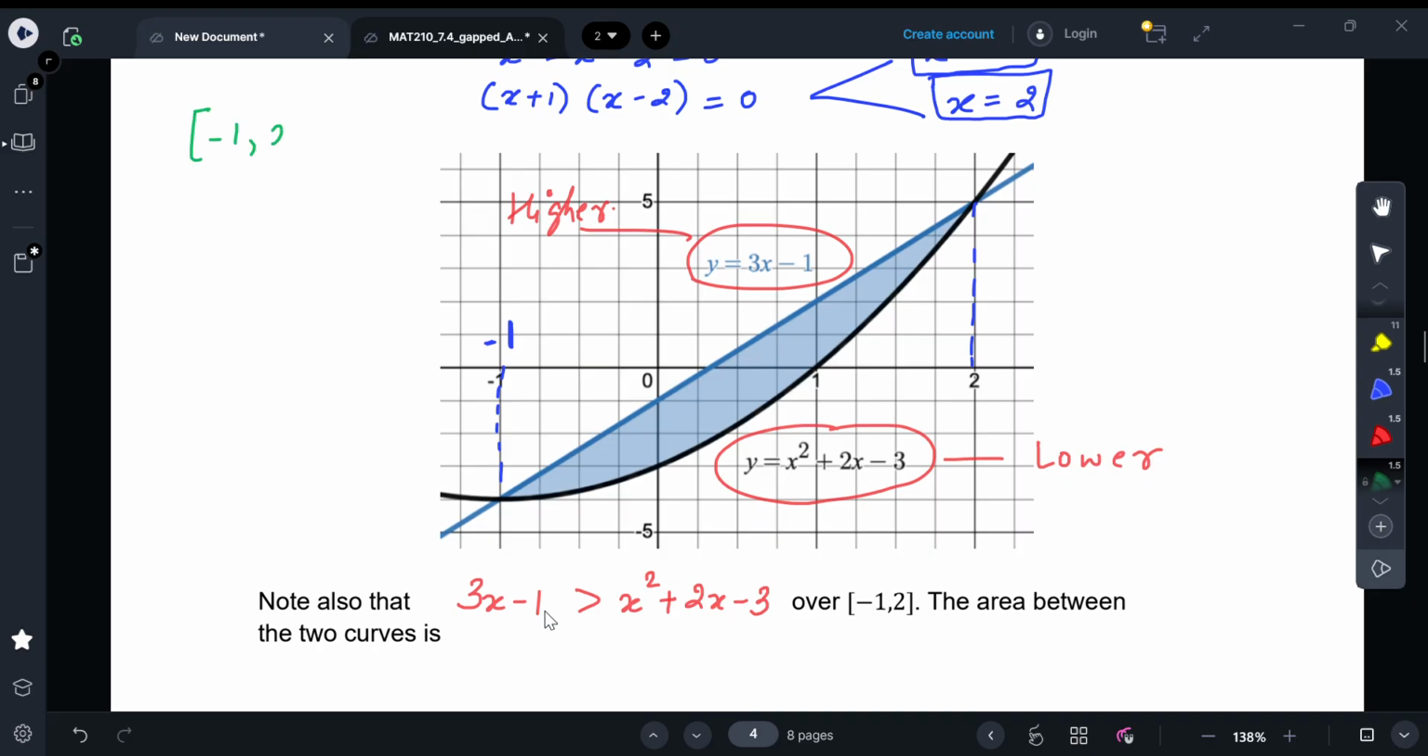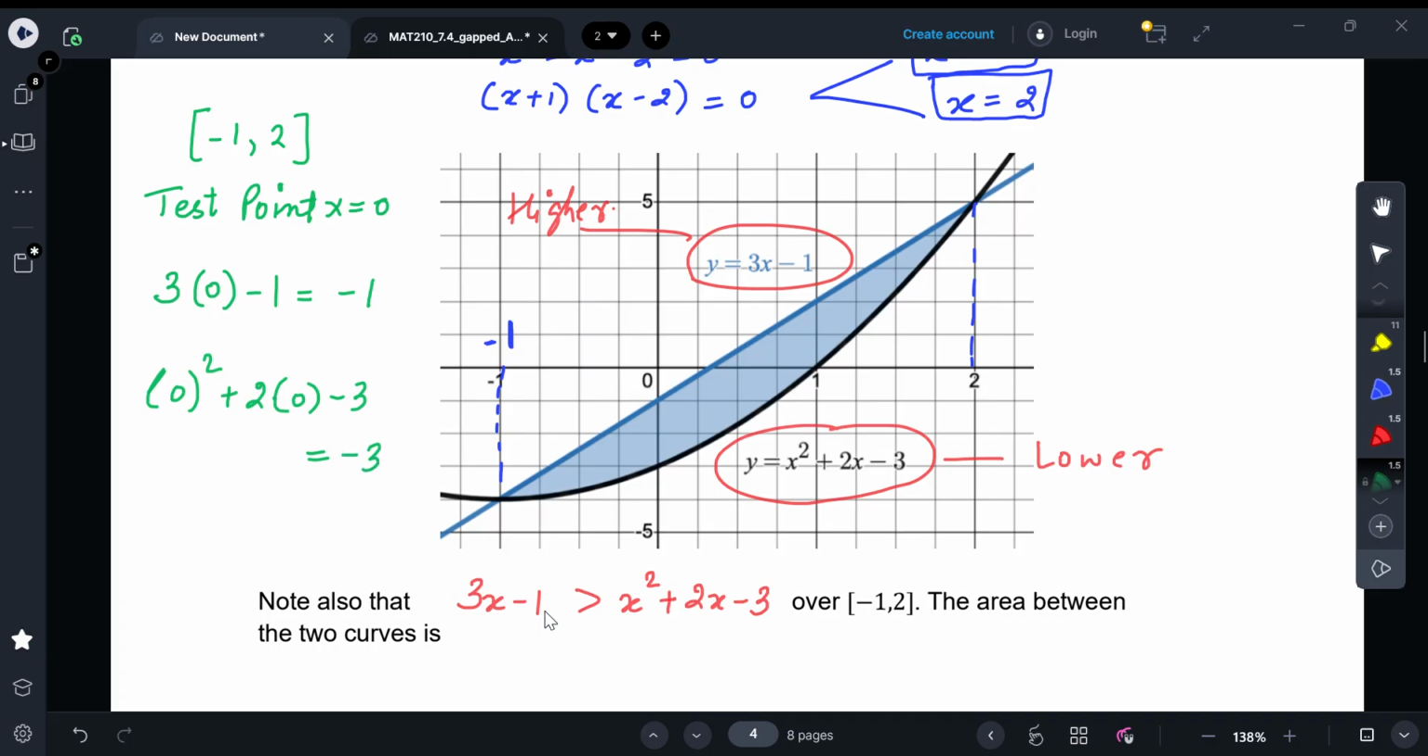Because I'm talking about -1 to 2, take a test point. Test point, let's say x equals 0, okay? So then you plug x equals 0 in both functions. If I plug x equals 0 in the first function, it will be 3 times 0 minus 1, which gives me -1. If I plug it in the second function, 0 squared plus 2 times 0 minus 3, it will give me -3. And -1 is more than -3. So you can see from a test point also which function is higher, which function is lower.